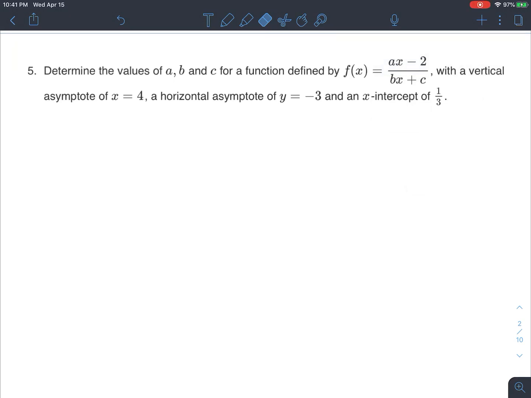Alright, we're back with the next portion of our question and answer period in this week's tutorial. And we're going to go to number 5: determine the values of a, b, and c for a function defined by f of x equals (ax minus 2) all over (bx plus c) with a vertical asymptote of x equals 4, a horizontal asymptote of y equals negative 3, and an x-intercept of 1/3.